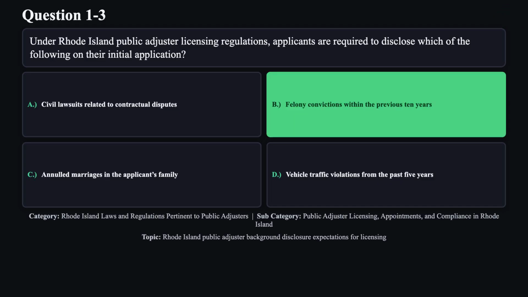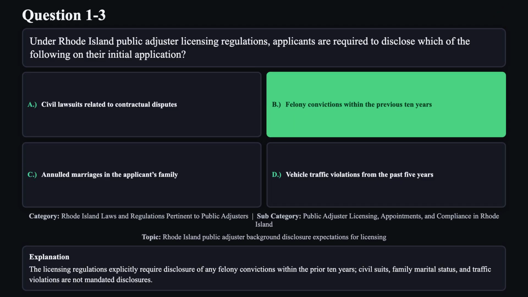The correct answer is B. The licensing regulations explicitly require disclosure of any felony convictions within the prior 10 years. Civil suits, family marital status, and traffic violations are not mandated disclosures.